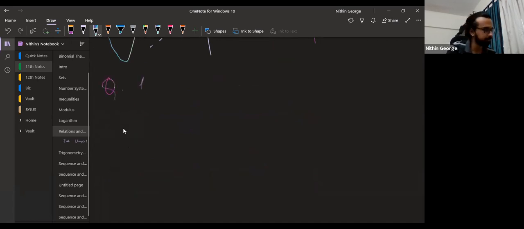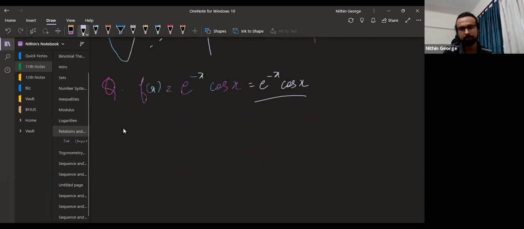Just draw a graph of this function: f of x equal to e power minus x into cos x. I'm sure this is not that visible. Okay, so how do you draw the graph of this? E power minus x into cos x.